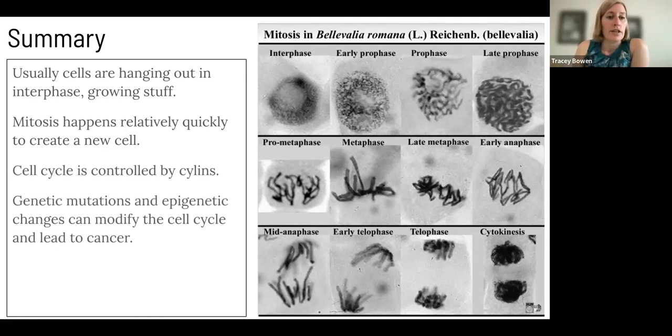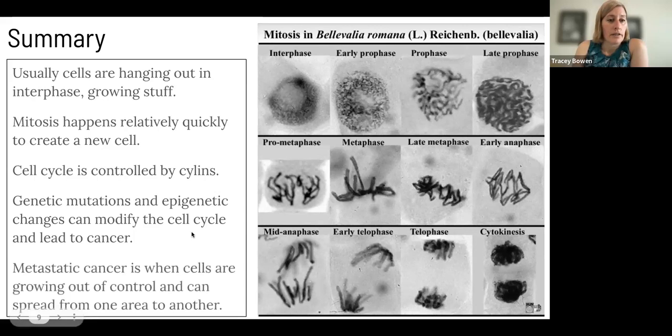There are genetic mutations and epigenetic changes. That means changes to the genome that occur due to environmental factors, like smoking, for example. They can modify the cell cycle and eventually lead to cancer. Metastatic cancer is when cells are growing out of control and can spread from one area to another. So metastasis, if you've heard the word, your cancer has metastasized, that means it's spreading to other areas of your body and is a very serious health issue.